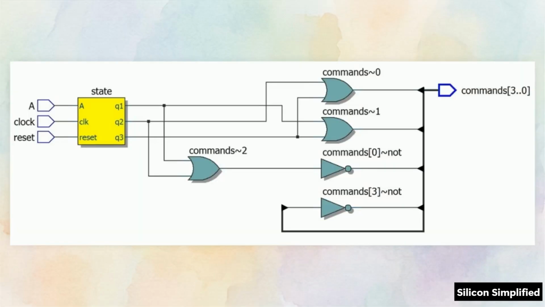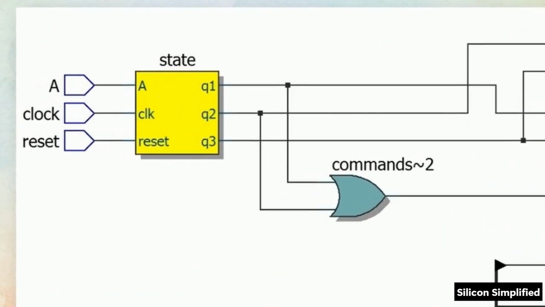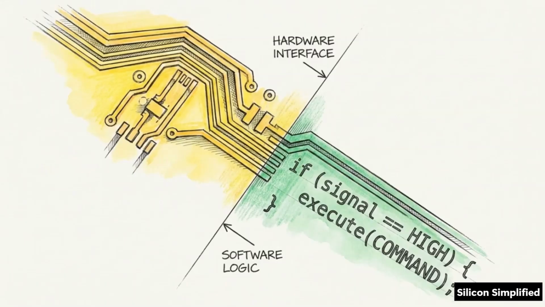This RTL schematic shows those words turning into silicon. Continuous assignments become combinational logic, like the OR and NOT gates on the right, reacting instantly to voltage. The non-blocking assignments manifest as sequential state registers, like the yellow block, locking voltage securely in place. This mapping makes Verilog a direct translation of electrical physics.